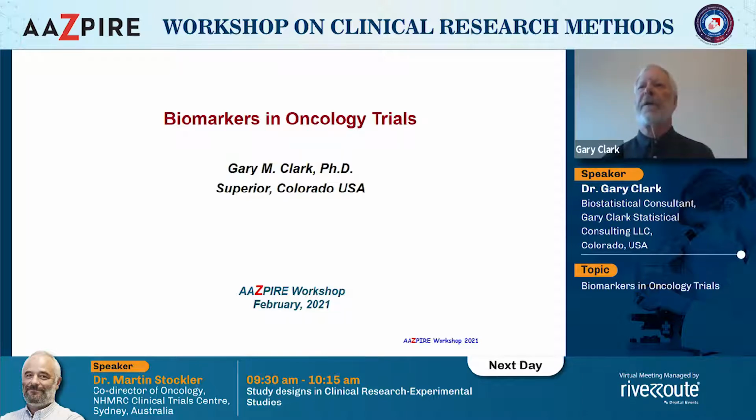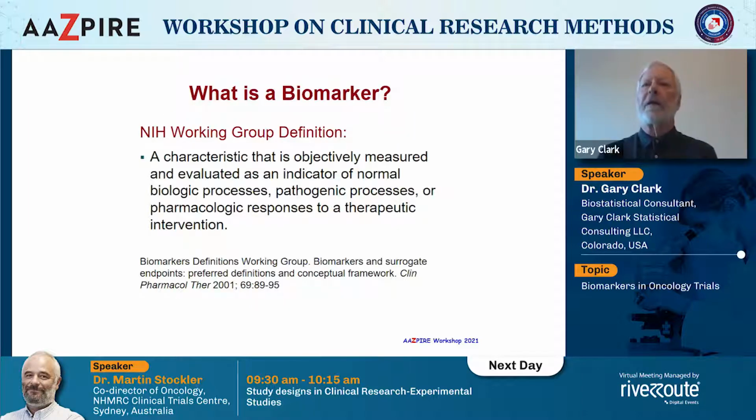So let's start with a definition. The National Institutes of Health Working Group defined a biomarker to be a characteristic that is objectively measured and evaluated as an indicator of normal biologic processes, pathogenic processes, or pharmacologic responses to a therapeutic intervention. Now, this is a rather broad definition that could include many different types of biomarkers.